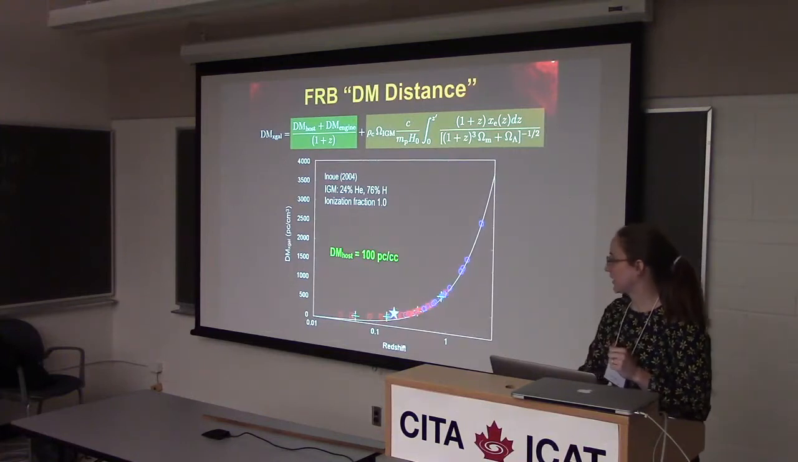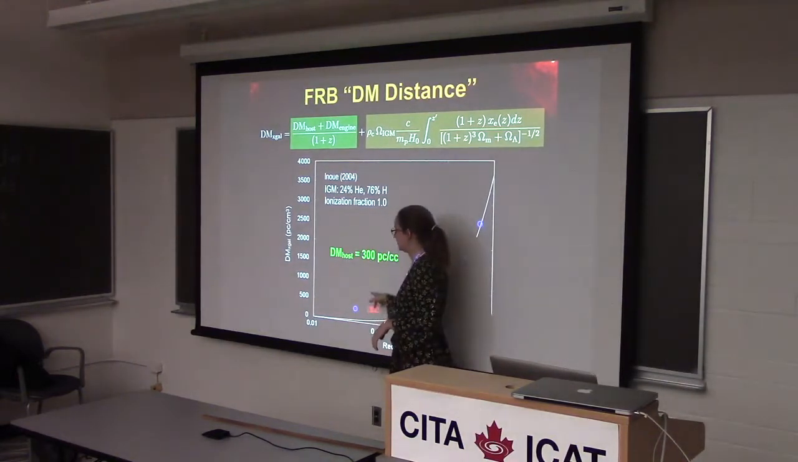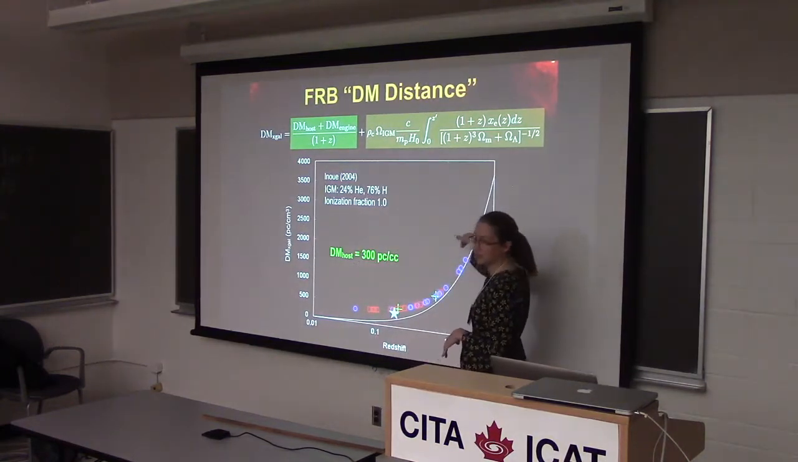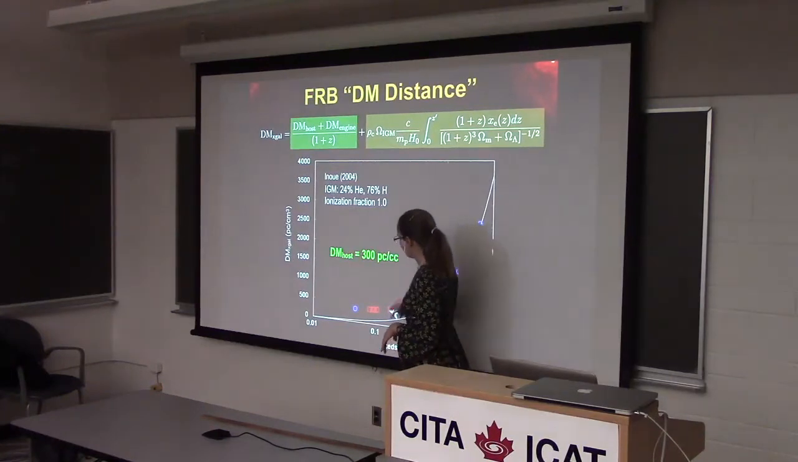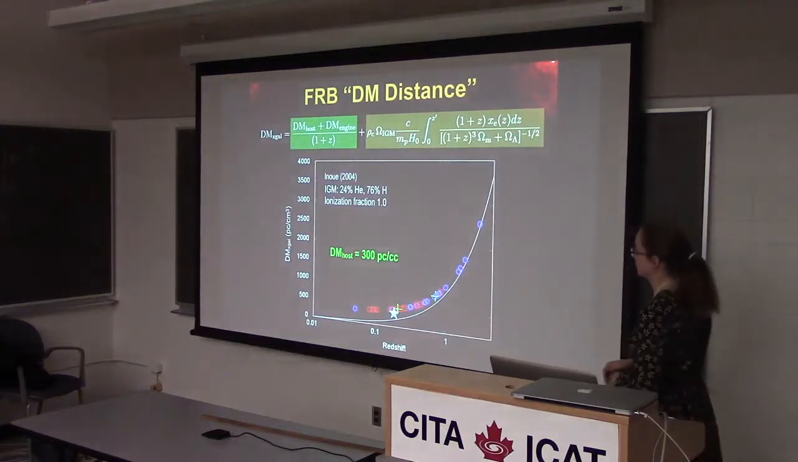But the effect that it has, particularly at low redshifts, where you have much more domination by this host contribution, and it's not quite as redshifted as you have at high redshifts or at high distances, is you get a lot more scatter away from this pure IGM dispersion line.